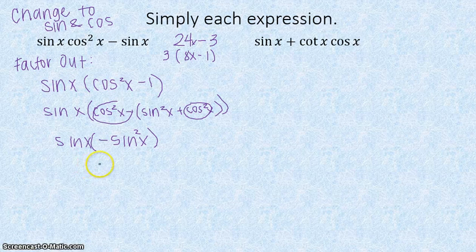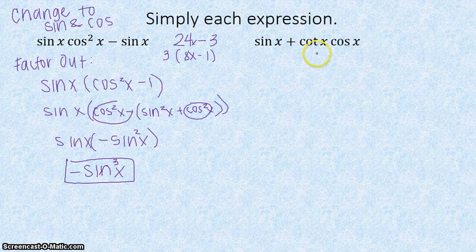Sine times sine would be sine squared, and similarly sine times sine squared is sine cubed x, and it would be a negative because this was a negative right here. So my most simplified answer is negative sine cubed x.